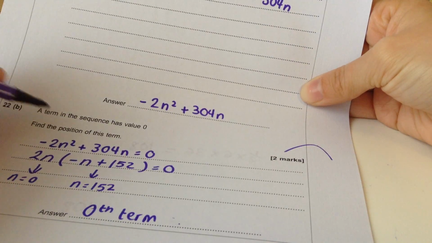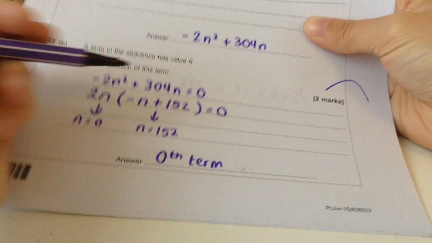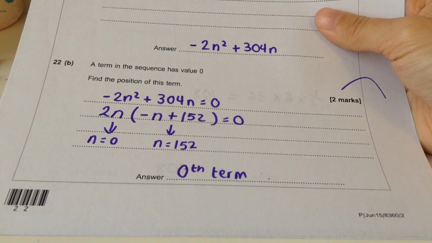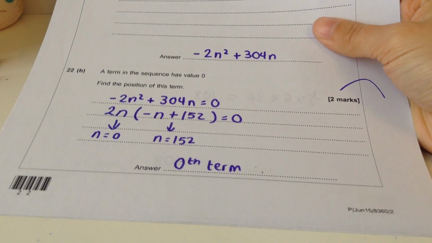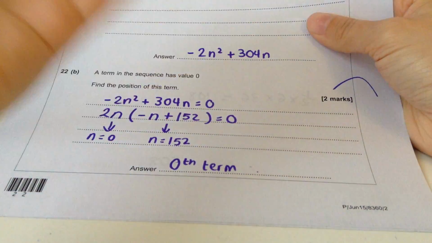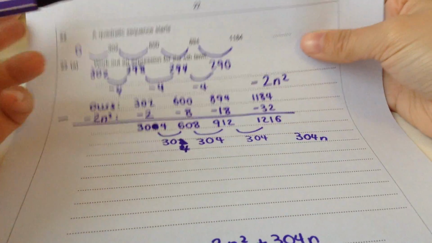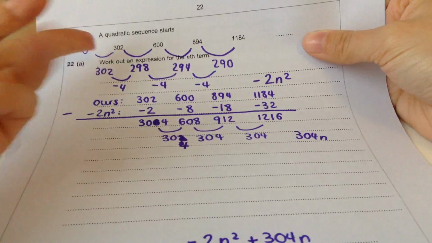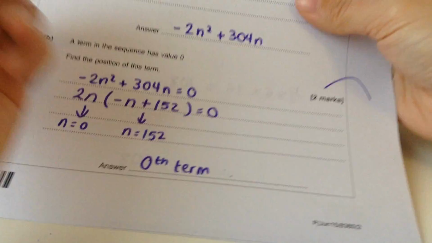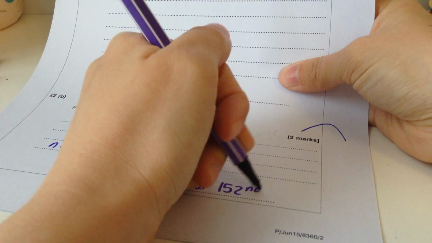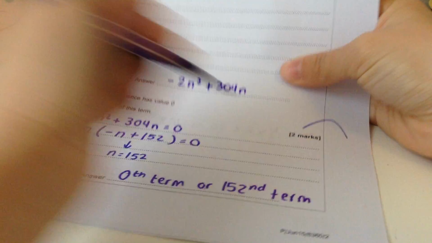It says a term in the sequence. I guess because the 0th term isn't technically a term, is it? Because it's the first term onwards is the real sequence. Yeah, I mean it says a quadratic sequence starts like this, so you can't really have anything before it starts. So I don't think you're allowed to say the 0th term.